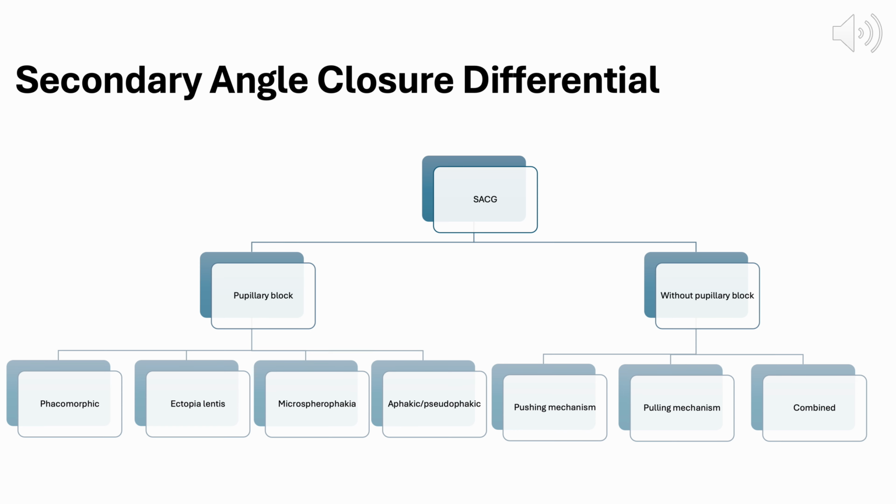Here, we return to the overview of causes of secondary angle closure. This is the algorithm we have been following throughout this section, beginning with whether the mechanism involves a pupillary block or occurs without pupillary block, and then dividing further into pushing, pulling, or combined mechanisms. I won't go through this diagram in detail again, but it's helpful to keep in mind as a roadmap while reviewing each condition. That concludes our review of secondary angle closure mechanisms.